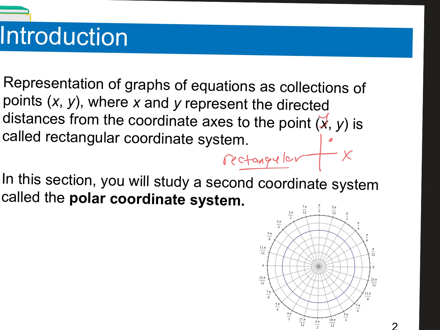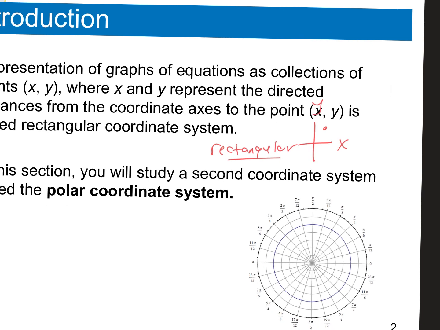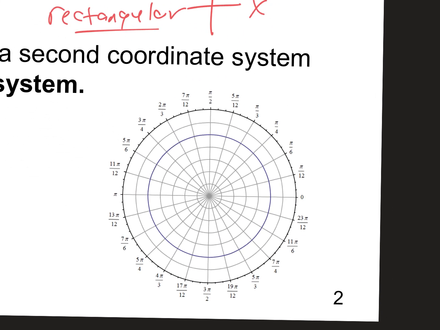You are going to use the thought process of going left and right and up and down, negative angles, positive angles, very similarly to what you've done on your XY plane, but now we're going to use it with the polar coordinate system. This is what your polar coordinate system looks like.